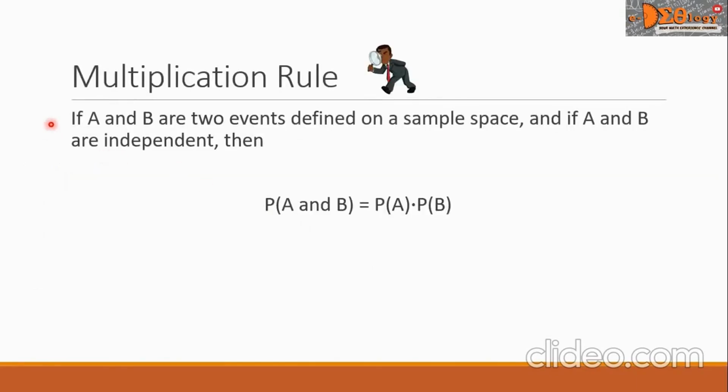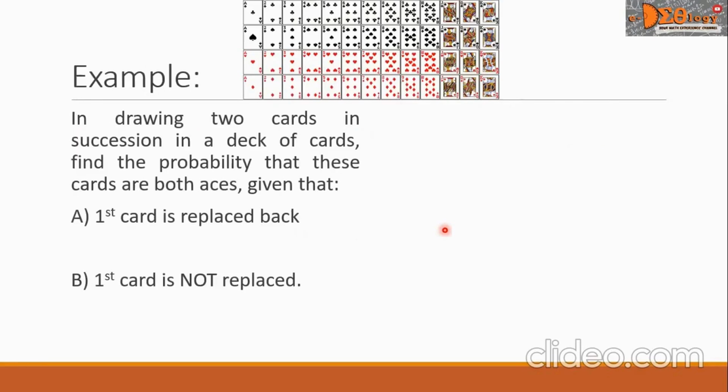According to the multiplication rule, if A and B are two events defined on a sample space, and if A and B are independent, then the probability of A and B equals P of A times P of B. Let us have an example.